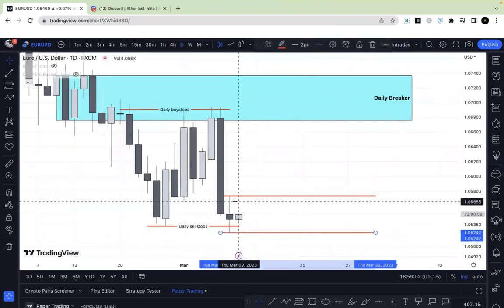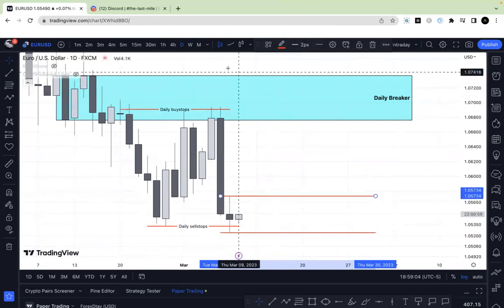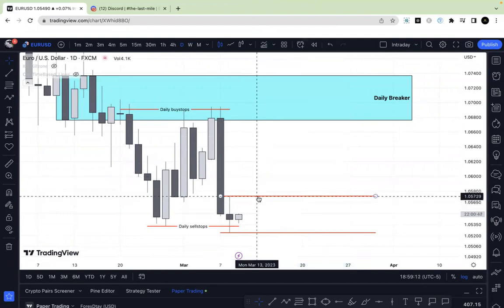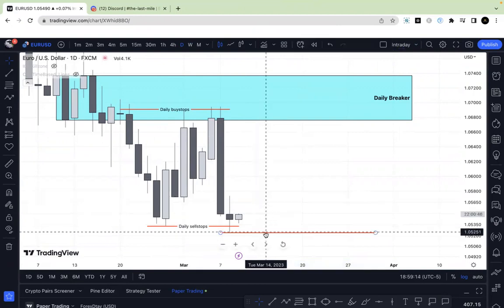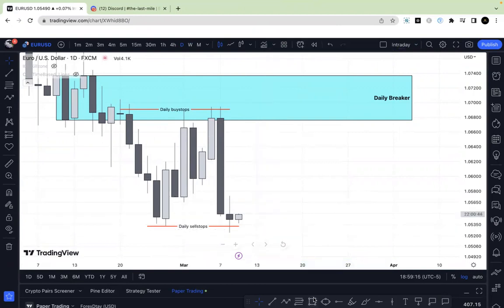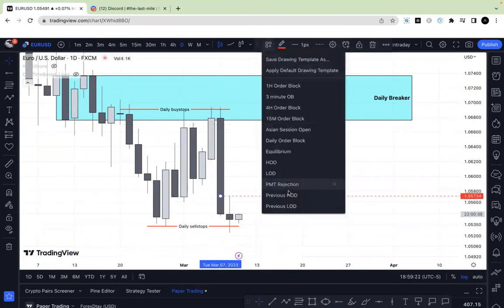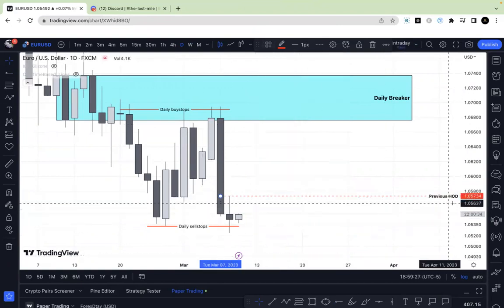There's something I have to show you about the previous day's high and the current day's high. Where is it? Actually, this is the wrong annotation real quick. It is actually this one. So that is one previous high of day. That's what that stands for.